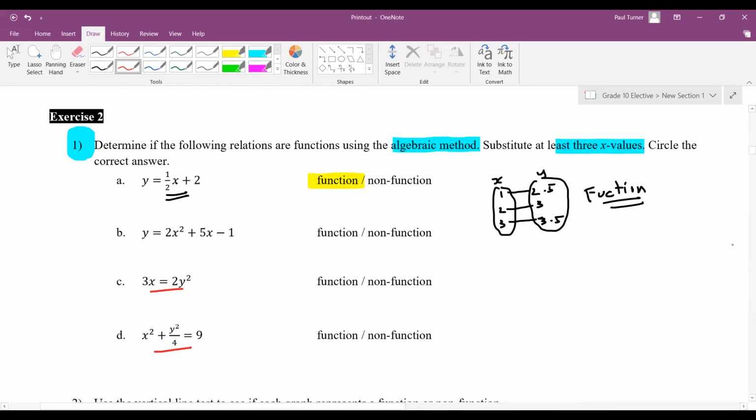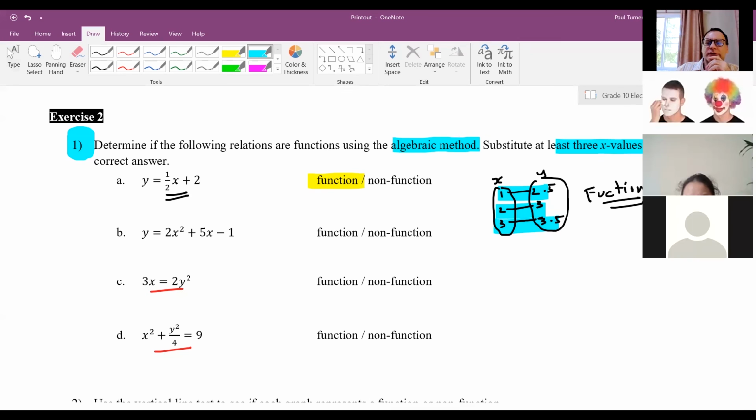Okay, a couple of minutes on that, and we'll talk about it in a minute. And try your three values here. Like that. And then make sure each x value only has one possible y value. And be careful in C and D when you do them. So we'll finish in a minute.